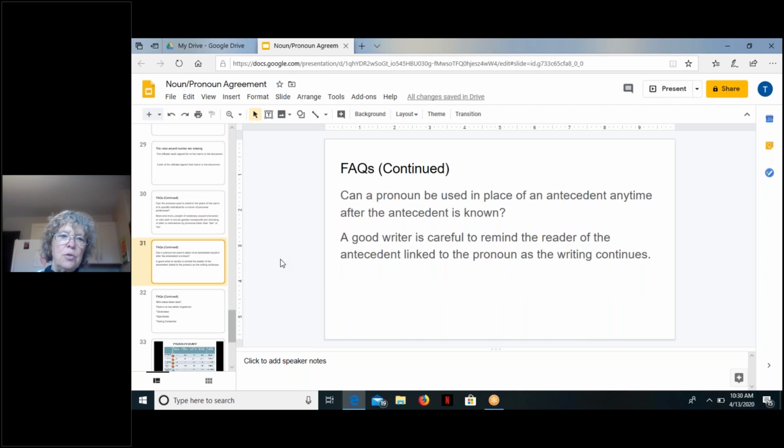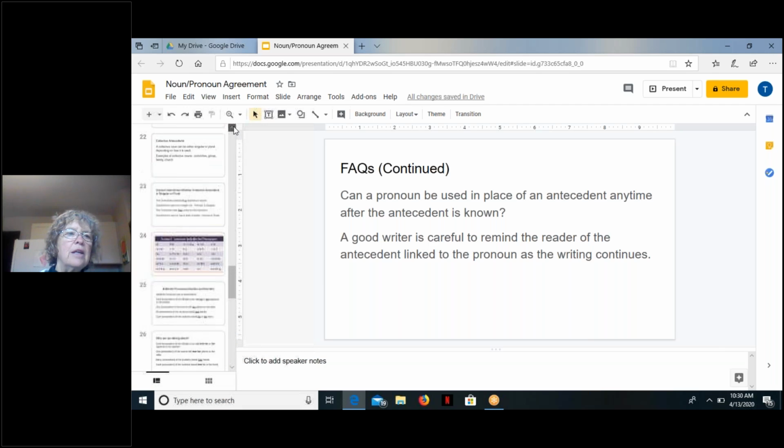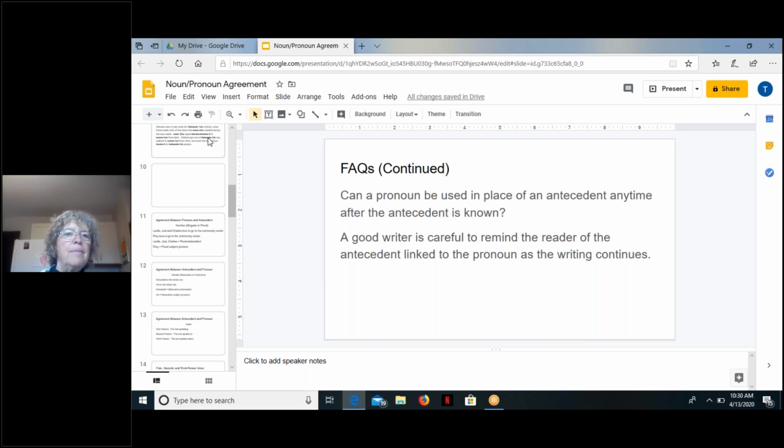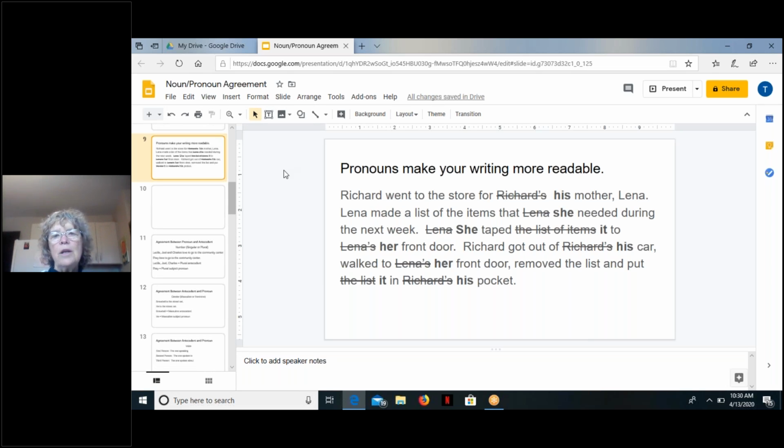Another FAQ that we are using is, can a pronoun be used in place of an antecedent anytime after the antecedent is known? And I want to go up to another slide that we used before to kind of demonstrate this. In this slide, Richard went to the store for his mother, Lena. Lena made the list of items that she needed during the next week. She taped it to her front door. Richard got out of his car, walked to her front door, removed the list, and put it in his pocket.